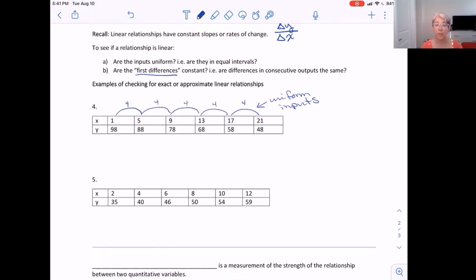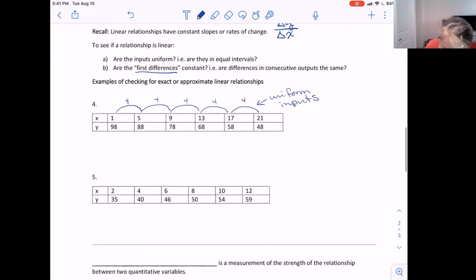consecutive output values, are the same. So here we have 88 minus 98 gives us a negative 10. Between these two, 78 minus 88 is a negative 10. So between these two would also give us a negative 10. 58 minus 68, negative 10. 48 minus 58, negative 10. So we're looking at consecutive numbers, and we are getting that same difference.